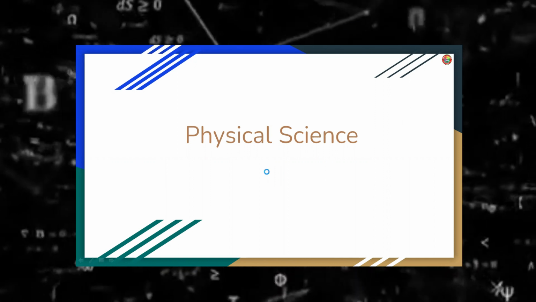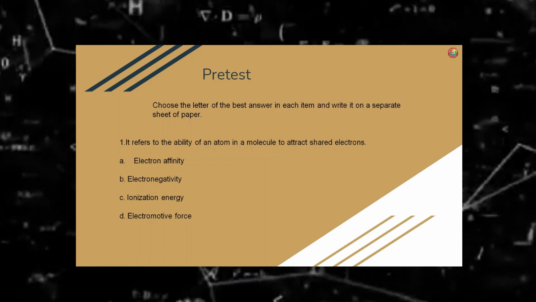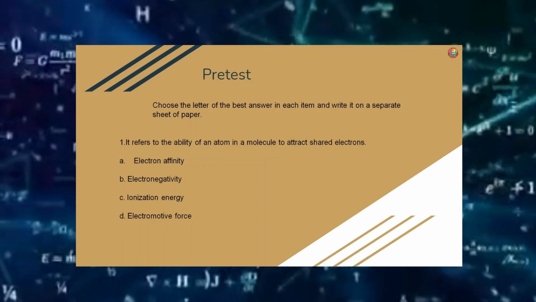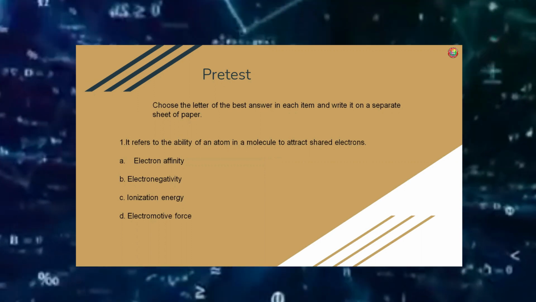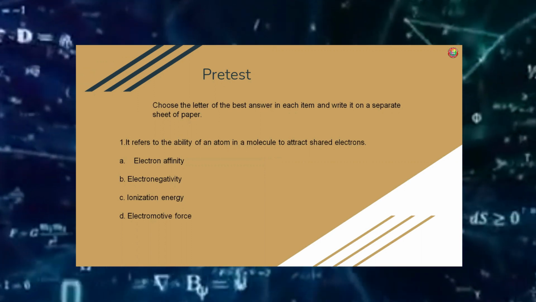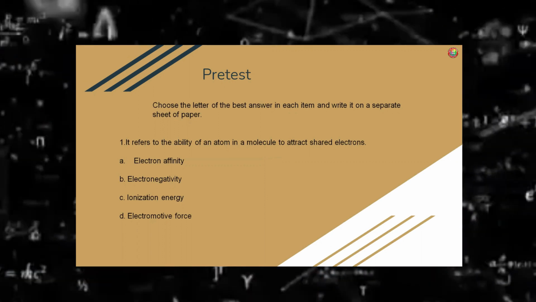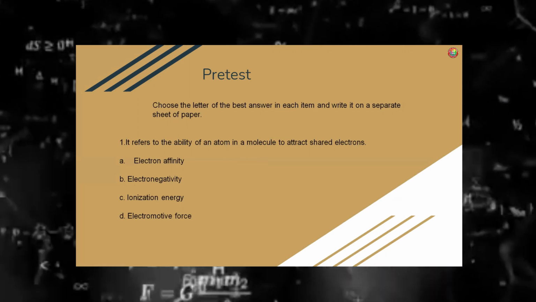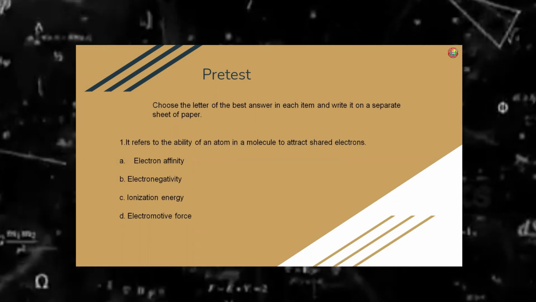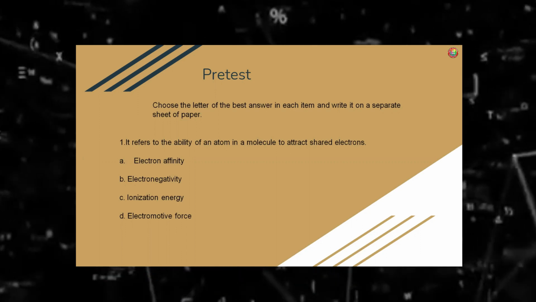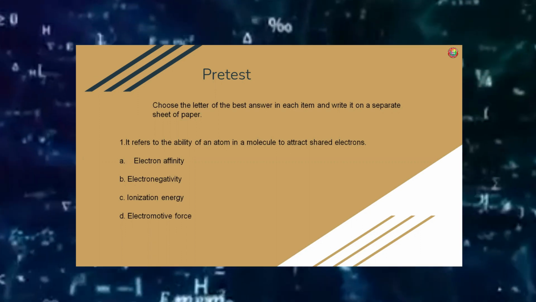Before we start, we'll be having a pretest. Choose the letter of the best answer in each item and write it on a separate sheet of paper. Number one, it refers to the ability of an atom in a molecule to attract shared electrons. A. Electron affinity. B. Electronegativity. C. Ionization energy. D. Electromotive force. Okay, the answer is letter B.